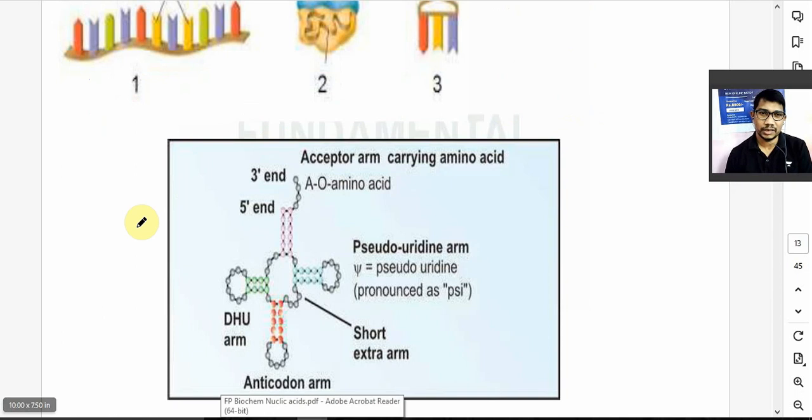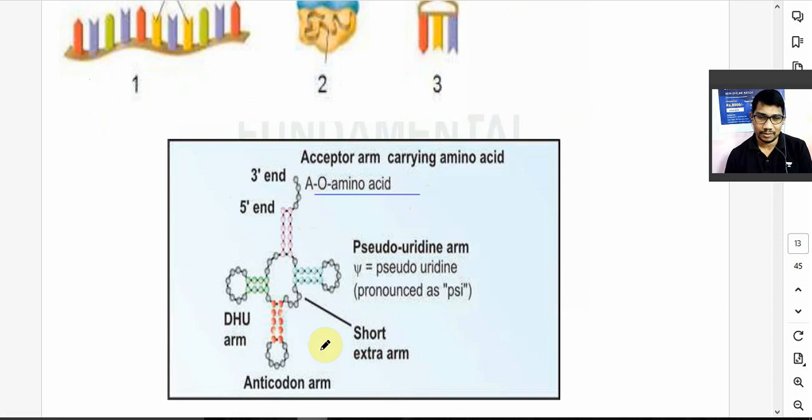You can see this is a tRNA structure. Again, in the tRNA you have different types of arms. This is called the clover leaf structure. You have the acceptor arm, which accepts the amino acid or carries the amino acid. So the amino acid will bind to the 3' end.